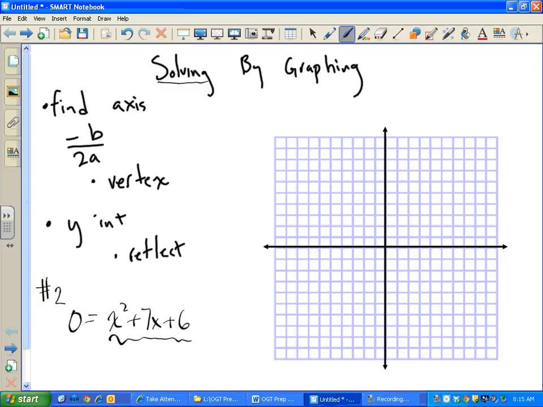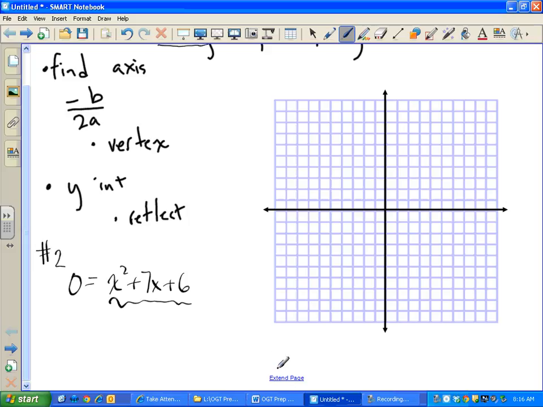Because solving, what are all the synonyms for solving? X-intercepts, roots, zeros, solutions. So when we find the solutions, we're finding the zeros. Does this make sense? That's why we have to make sure it equals 0. So that's what we want to do.